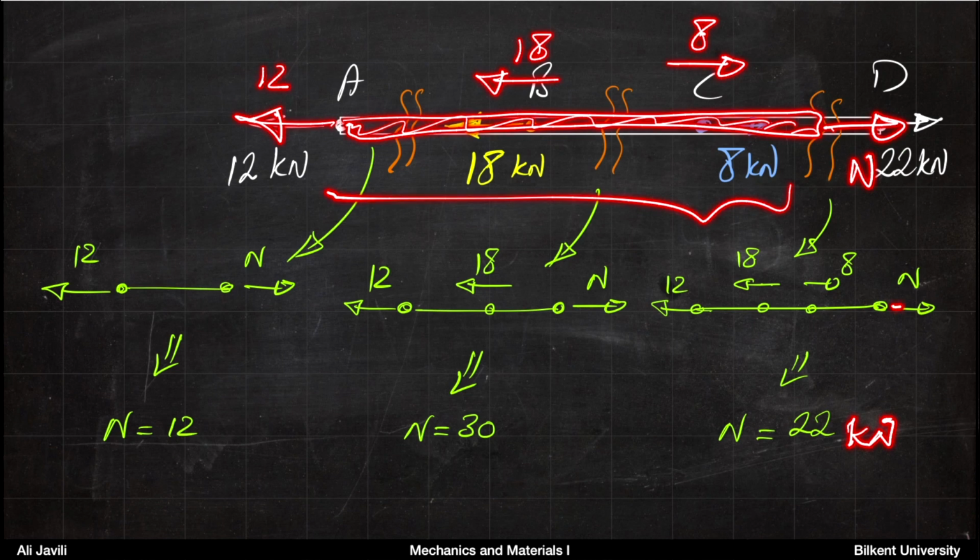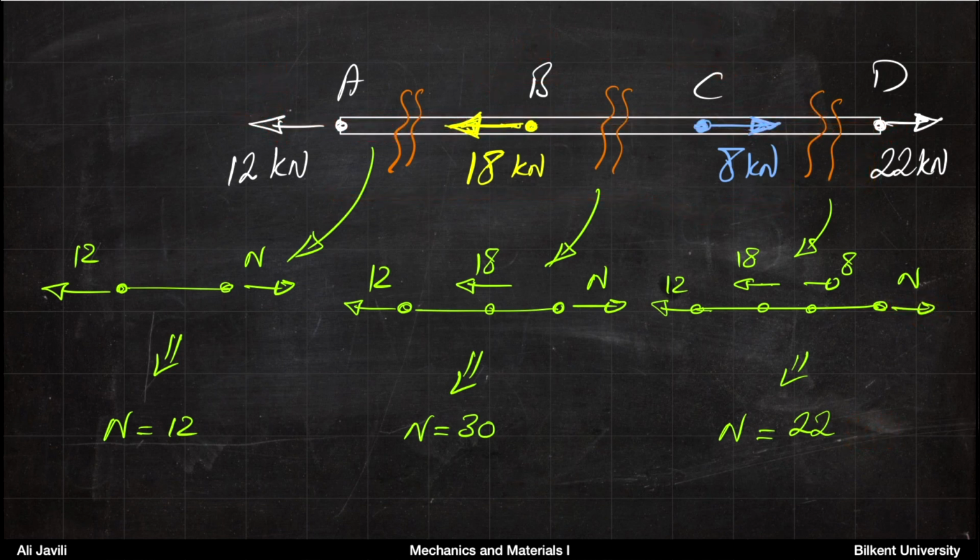Also, pay attention that we draw the N according to the same convention that we use for the extension. So plus here means that it's a tension. But more interestingly, if you looked into this other cut, then this would be your N. And by looking at this one, you could have seen that N must also be 22 kilonewton. So it doesn't matter if you cut it from the left or right, you should always end up with the same conclusion.